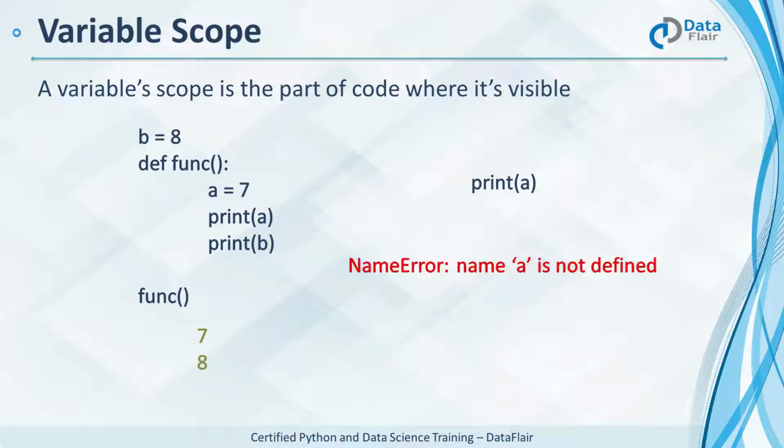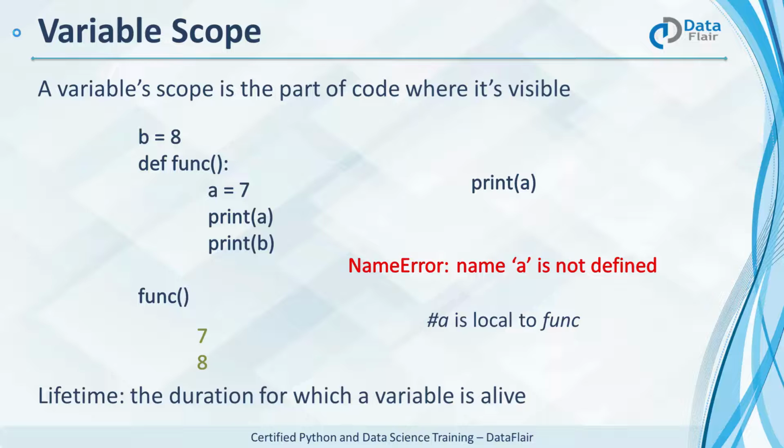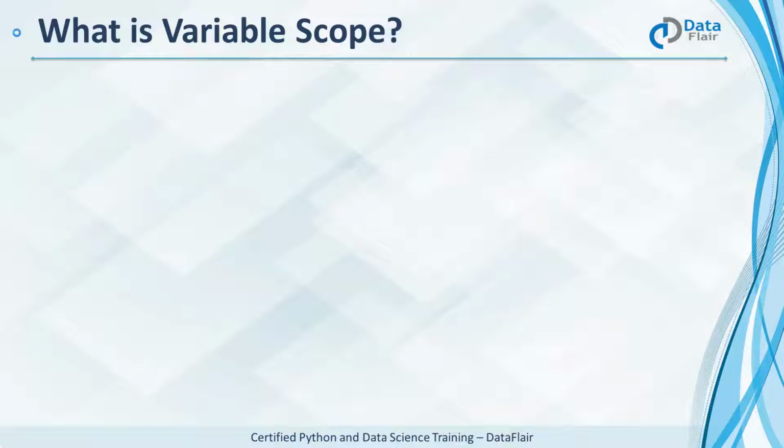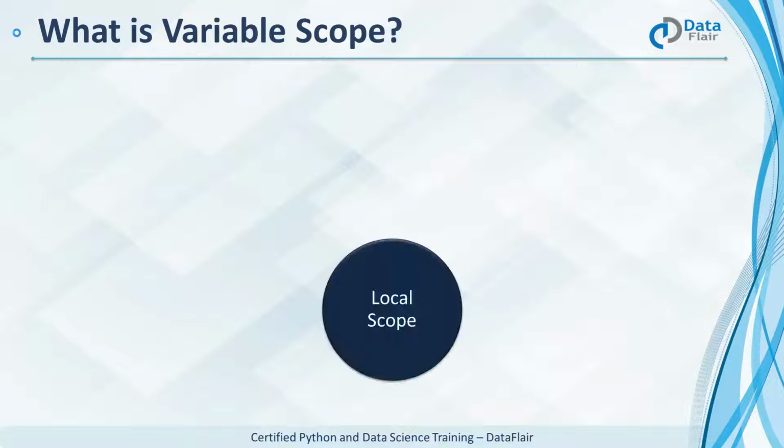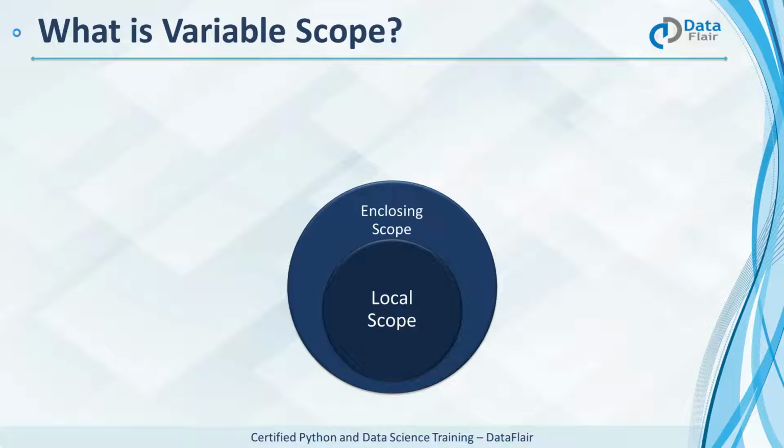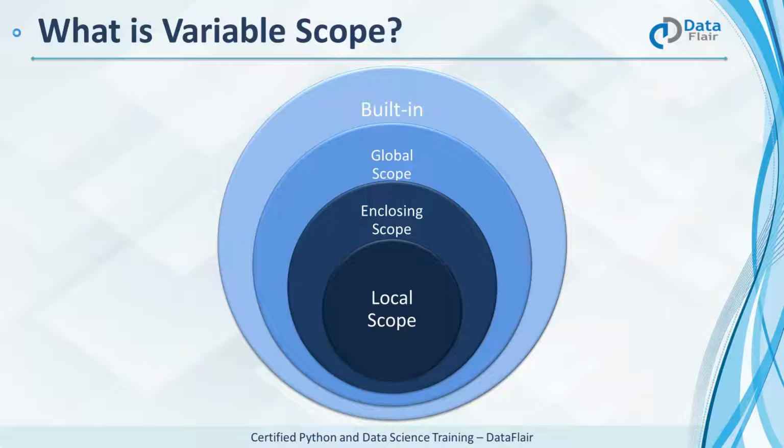And it doesn't print its value but gives us a name error instead. We can't access a from outside func because a is local to func. But we can read b in func because it is global to func. We'll see about that later. Also, a variable's lifetime is the duration for which it is alive, much like your own. We have 4 kinds of scope in Python: the local scope, the enclosing scope, global, and built-in.